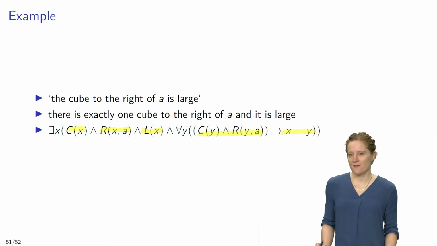And so here we have symbolized in FOL the sentence that there is exactly one cube to the right of A and it is large. And that sentence, according to Russell's analysis of definite descriptions, is a good analysis of the sentence, the cube to the right of A is large.